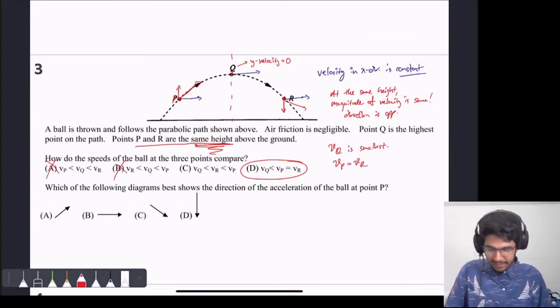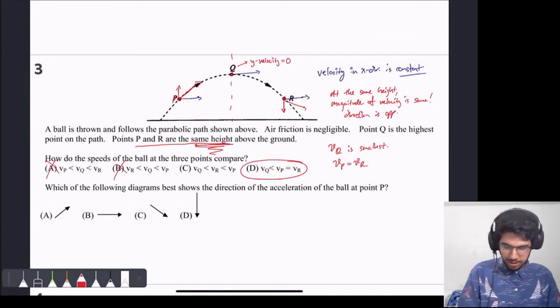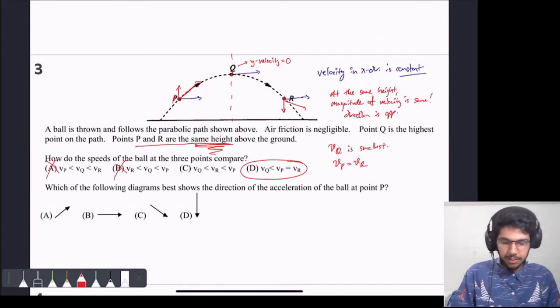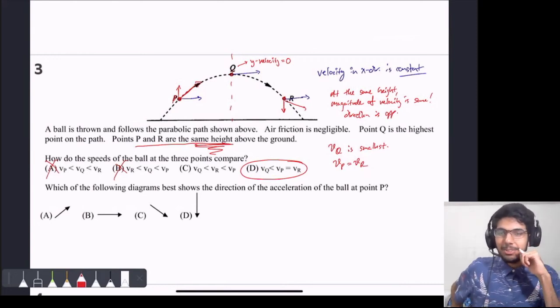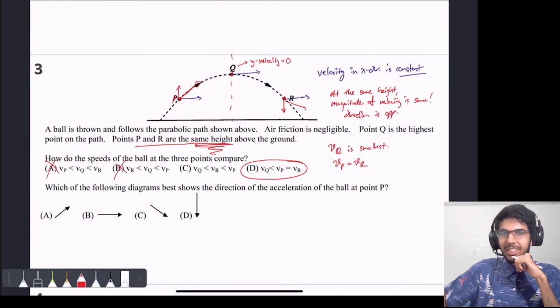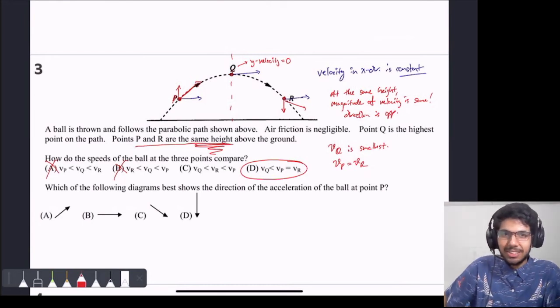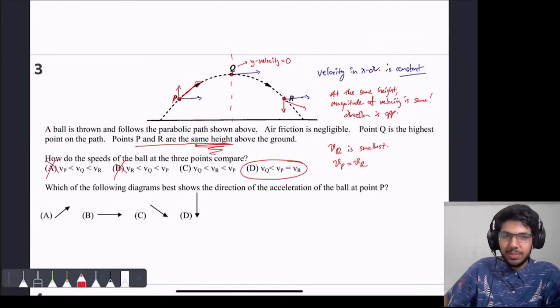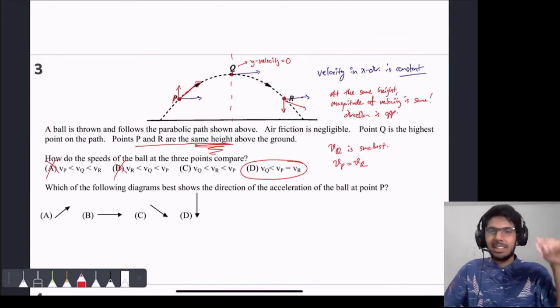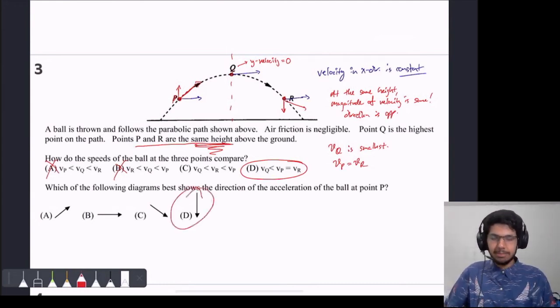And then we have the second part, which is asking which best shows the direction of acceleration of the ball at point P. This one should be pretty obvious. What is the only acceleration when we're dealing with projectile motion? Gravity. And which way does gravity point? Downwards. D.